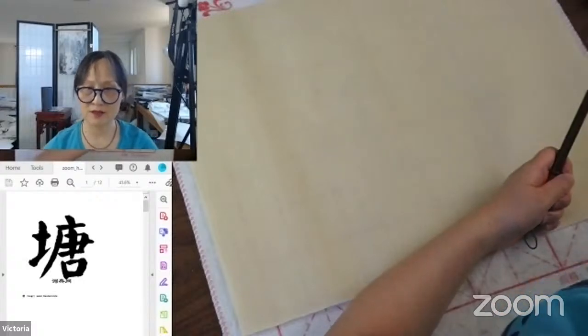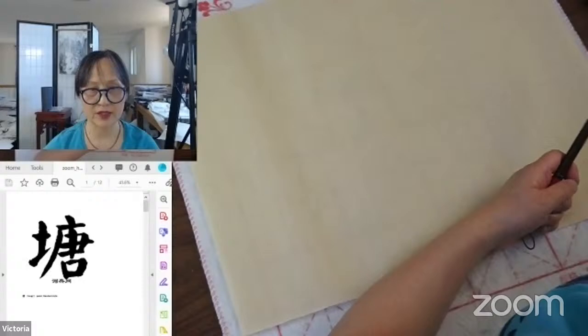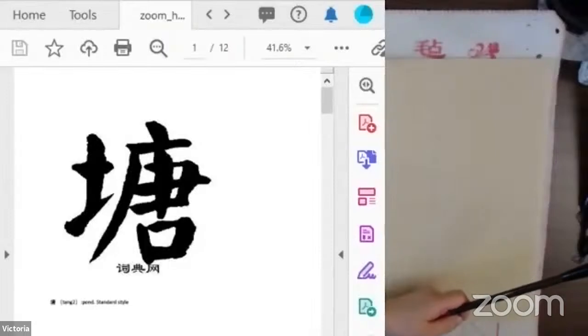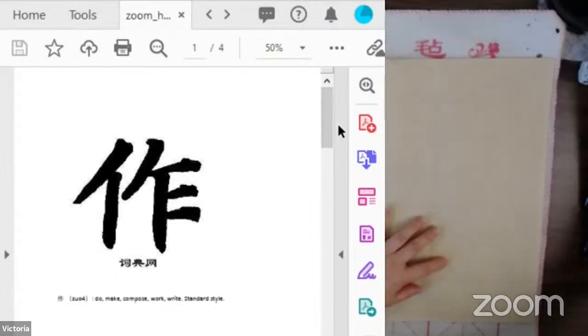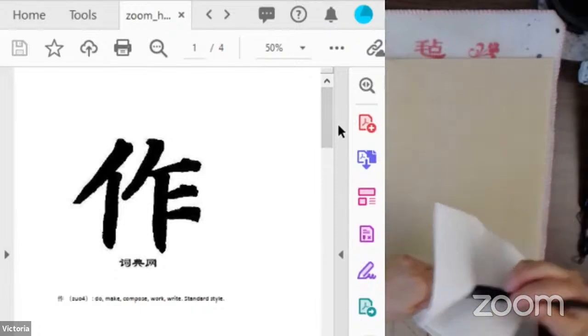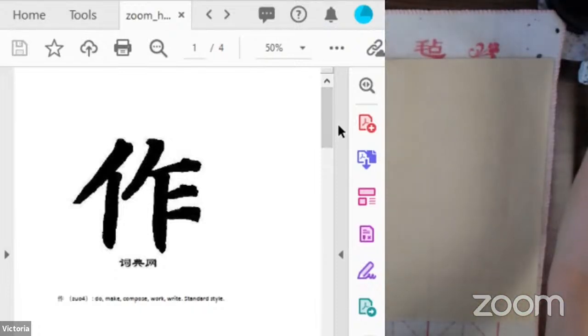Okay, let's just learn the new one first, then review. It's kind of simple. Okay, radical and the other part. The radical indicates the meaning more or less.